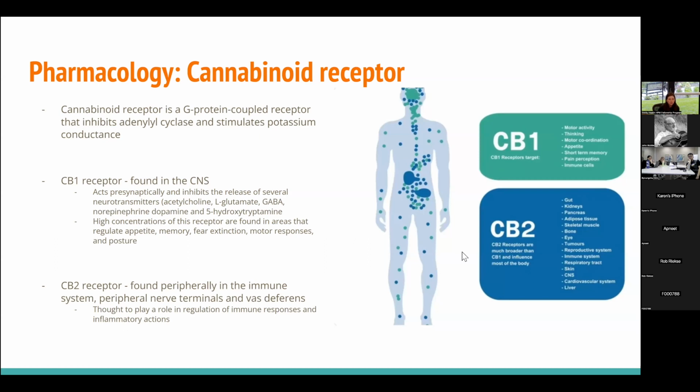CB2, which is the blue receptor on this picture, is found more peripherally in the immune system, the peripheral nerve terminals and vas deferens, and is thought to play more of a role in regulating immune responses and inflammatory responses. The psychoactive effects of THC predominantly occur due to its activation of these CB1 receptors in the CNS. So you can see that all throughout the brain and spinal cord here, with some in the periphery. And CBD has a lower affinity for these receptors compared to THC.